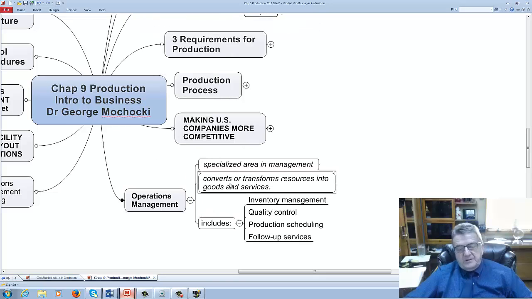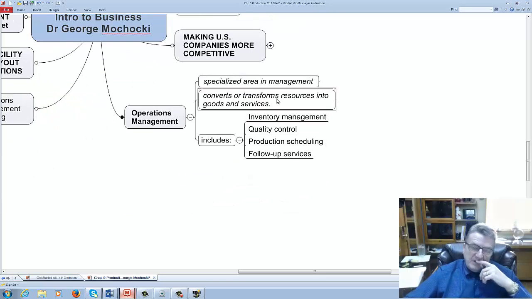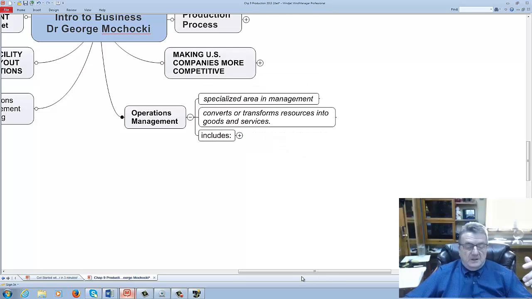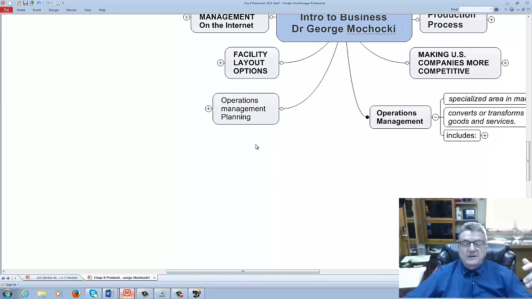Operations manager converts and transforms resources into goods and services. Includes inventory management, quality control, production scheduling, and follow-up service. And you still need all of these in retailing. You also need these if you're providing a service.